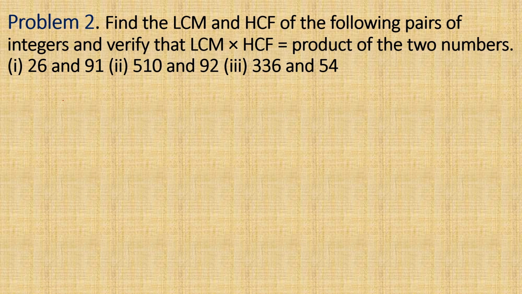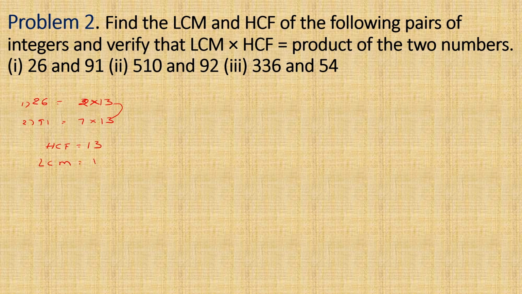Find LCM and HCF of the following integers and verify that LCM into HCF is equal to the product of the two numbers. Here 26, what are the factors? 2 into 13. Next 91, 7 into 13. Okay, HCF means smallest common. What is common here? 13, and 13 is the smallest.